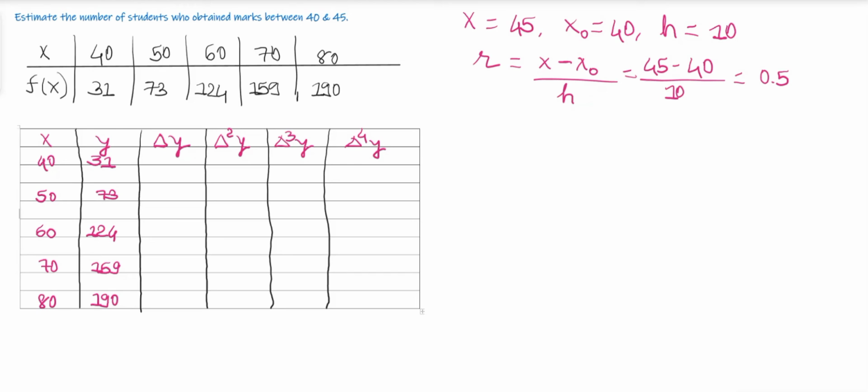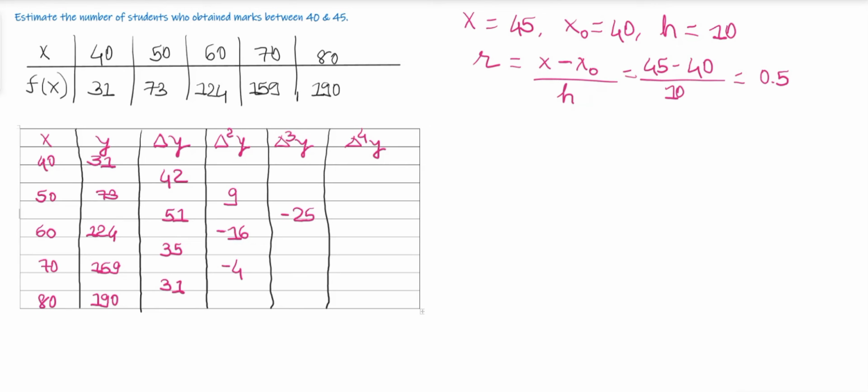Now we'll just take the difference. 73 minus 31, which is 42. 124 minus 73 is 51. 159 minus 124, which is 35. And 190 minus 159, which is 31. Now again we'll take the difference here. The difference will be between these two values, which is 51 minus 42 is 9. 35 minus 51 is minus 16. 31 minus 35 is minus 4.